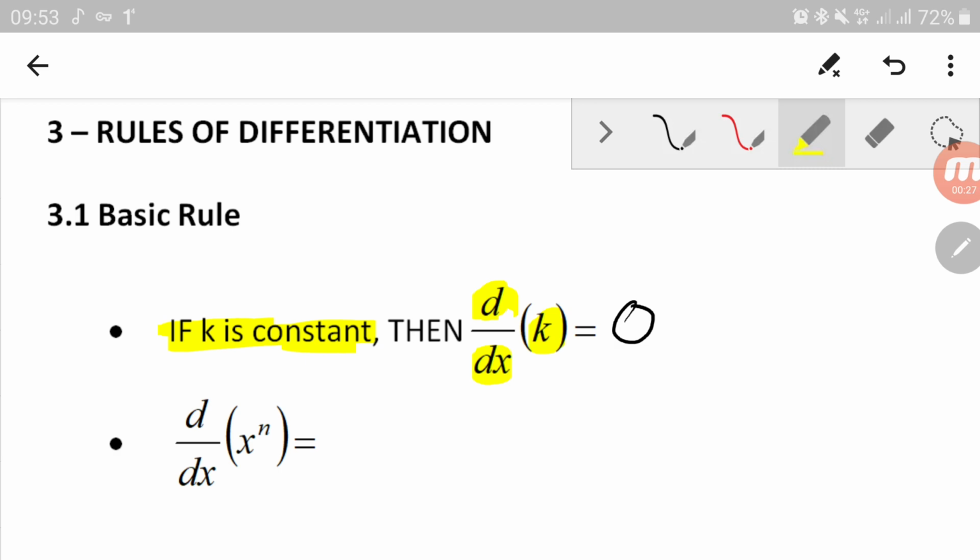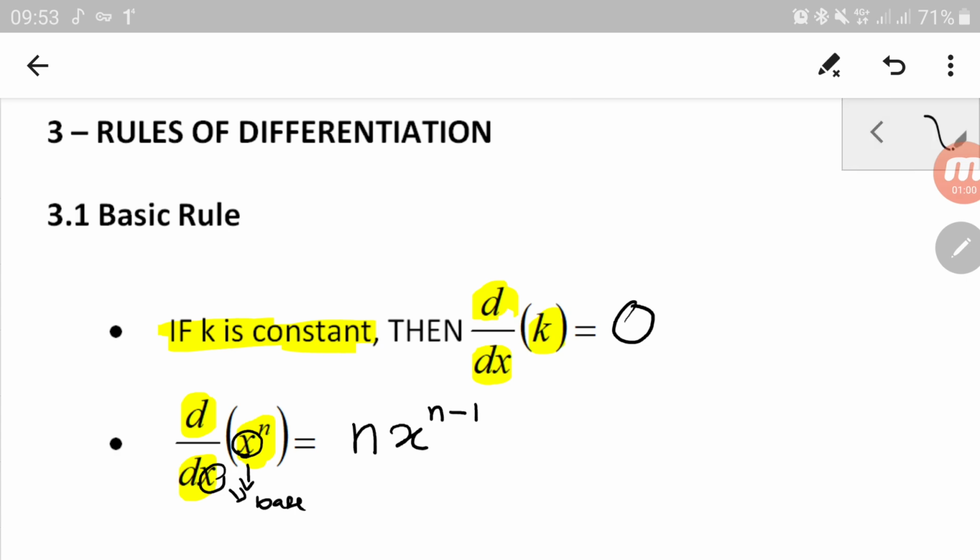Okay, and then next, if we differentiate x to the power of n in terms of x, notice that x is the base, the variable that we want to differentiate with is the base. So what is the rule is that we copy the power and put it in front as a coefficient, and then we copy paste the x with the power less by 1. Okay, so this is basic rule.